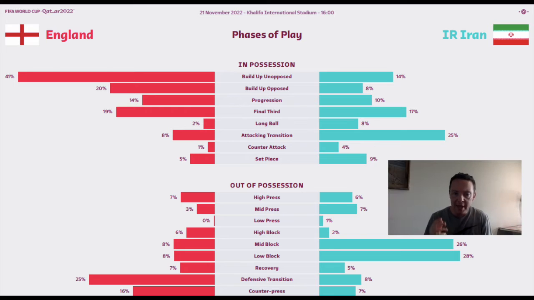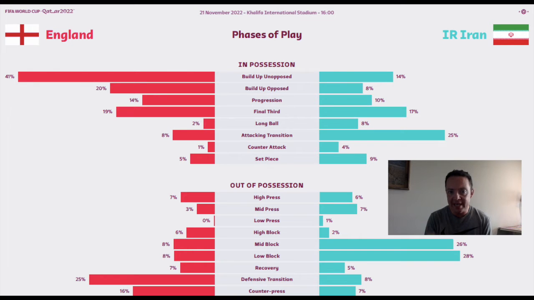So another reason why two centre-forwards helped the US was that it stopped them from going into a low block really early. And sometimes whenever a team has a lot of possession and they're in a low block, they'll eventually break you down and move you from side to side. But the US kept that mid-block.